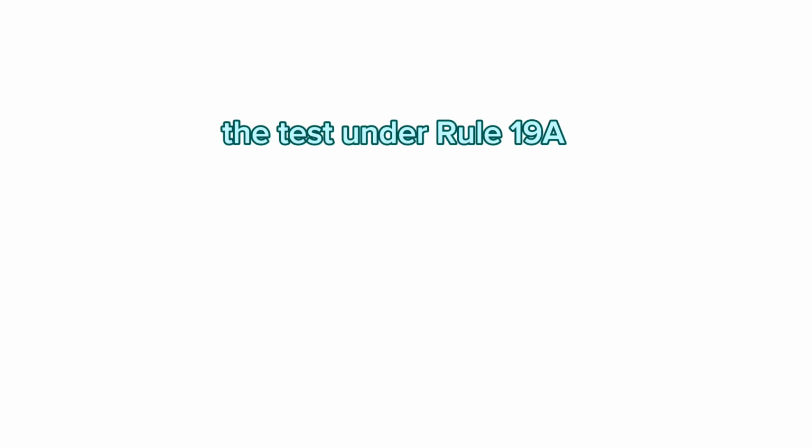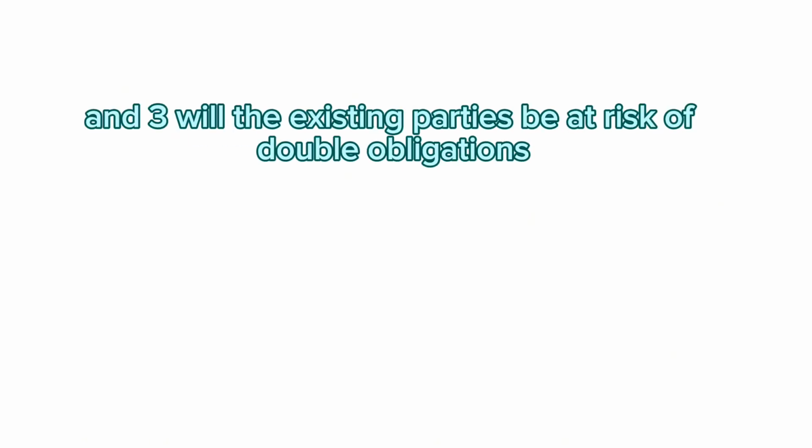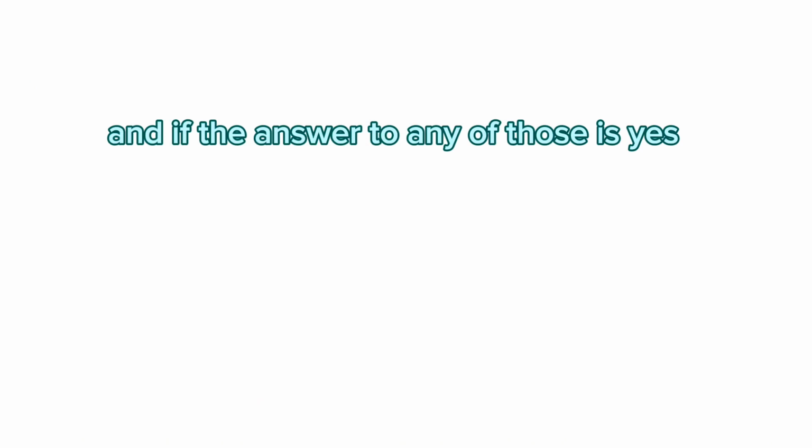The test under Rule 19A asks 3 questions to determine if someone is necessary. 1. Can we give complete relief to the existing parties without this person? 2. Will the missing person's own interest be harmed if we proceed without them? And 3, will the existing parties be at risk of double obligations if we leave this person out of the lawsuit? And if the answer to any of those is yes, they are necessary, and the court orders them to be joined. But I noticed a huge exception in the source material regarding joint tortfeasors.